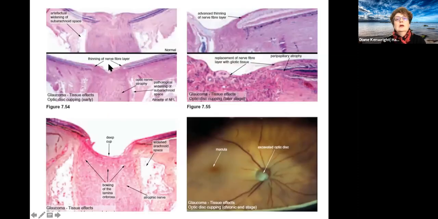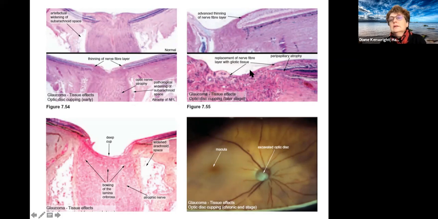Right, I'm going to look very carefully through these ones, which are just taken from textbooks. You're going to look at the back after you've looked for cupping and bowing. You're going to look for increased widening of the subarachnoid space. So normally the nerve swells out after it goes past the lamina cribrosa, but in glaucoma, there's increased space. Yep, thinning of the nerve fiber layer. Again, this doesn't swell out. There's widening of the space. Bowing of the lamina cribrosa, widening of the space.